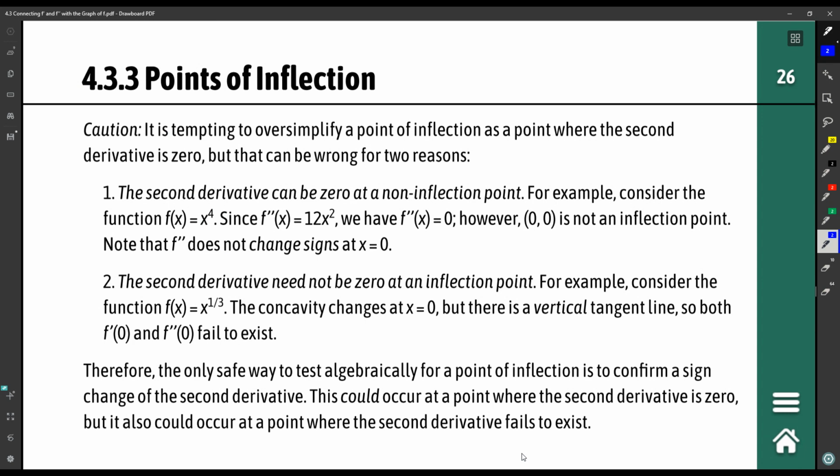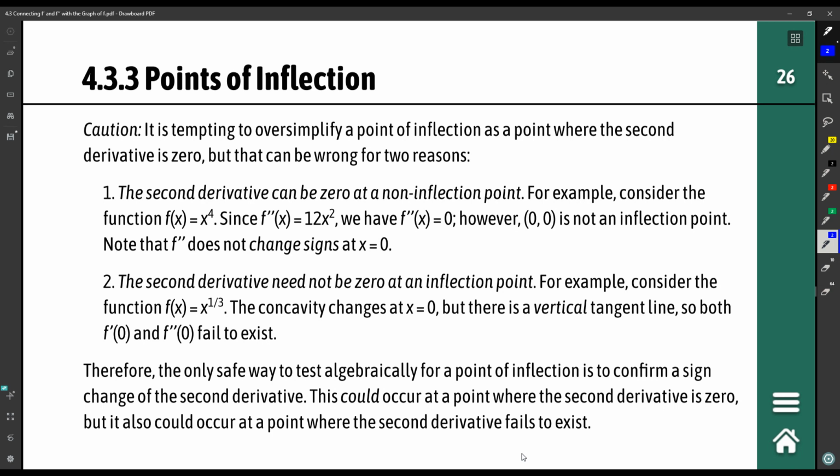Now, it is tempting to oversimplify a point of inflection as just anywhere that the second derivative is 0, but that's not necessarily always going to be true. We still need to check for a sign change of y double prime or f double prime on either side because of one of these two possible things. The second derivative can be 0 at a non-inflection point.